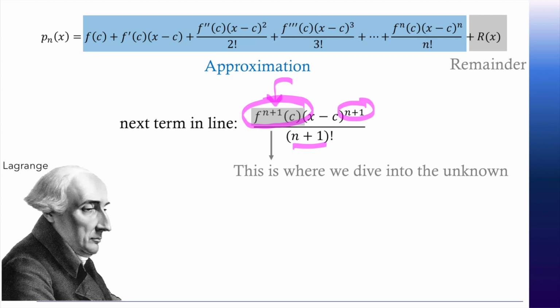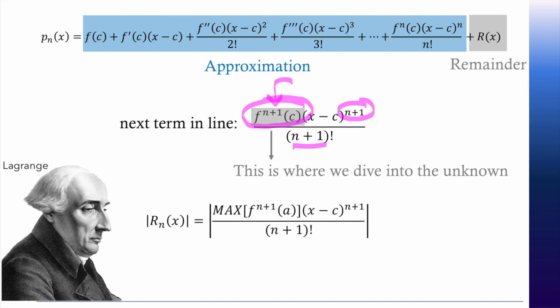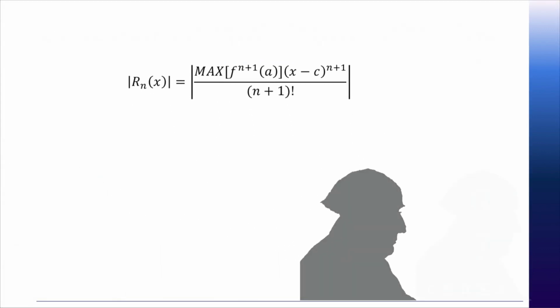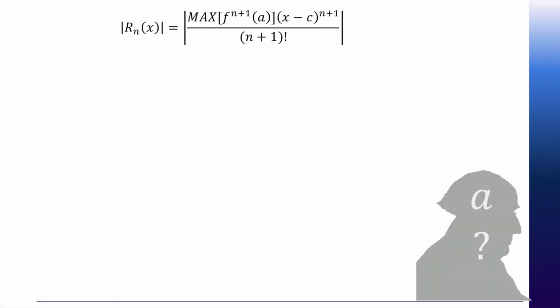So, our amazing mathematician, Lagrange, tackled this, and he decided that the remainder would be defined as the maximum of the n plus 1 derivative at a times x minus c to the n plus 1 over n plus 1 factorial. So wait a second, where did that a come from? So our mystery a, what is it?